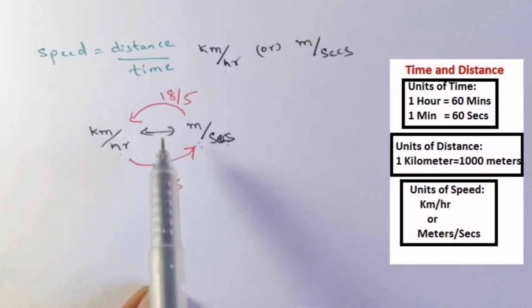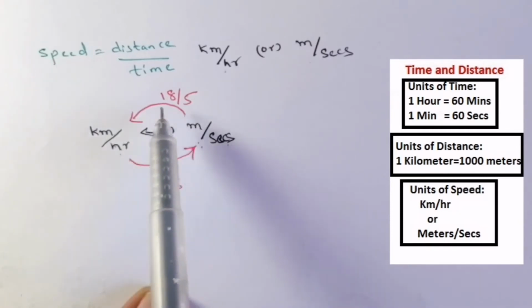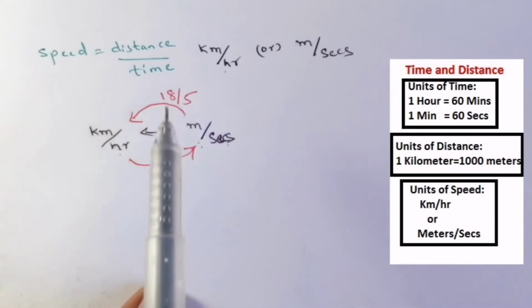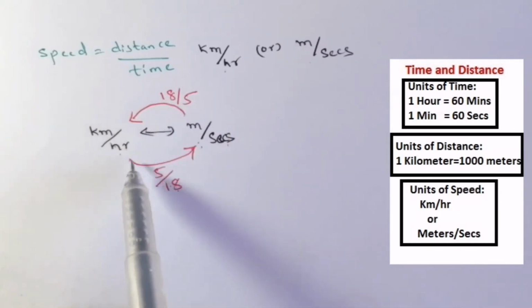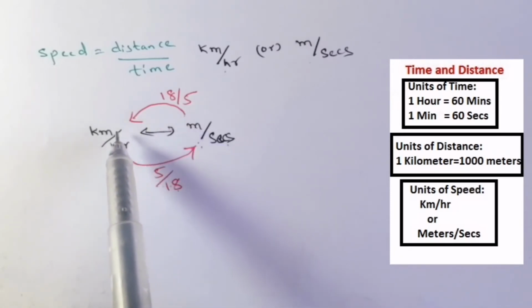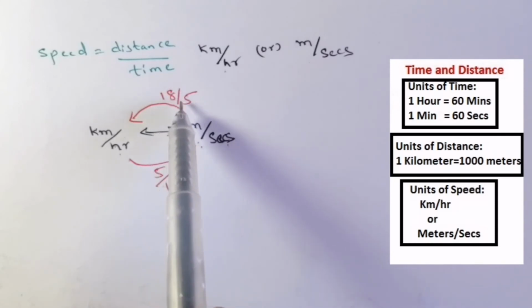Now in the reverse case, if you want to convert from meter per second to kilometer per hour, you have to multiply by 18 by 5. Remember, a simple shortcut: kilometer is the higher unit. So if you want to convert meter to kilometer, the higher number should be on top, 18 by 5. Easy way, right?